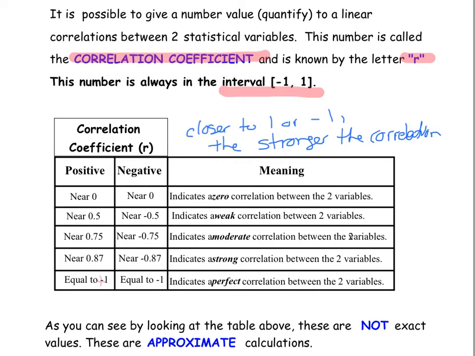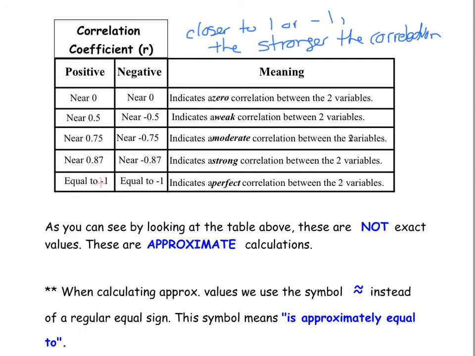Now these values that you're calculating are approximate values. That means they're not exact values. The reason is there's a little bit of estimating that you're doing when you're calculating, and you'll see when I show you how to calculate it. So they're not exact values, they're approximate values. And since they're approximate, we don't represent it with an equal sign, we represent it with this approximate sign, which is like a squiggly equal sign. Whenever you see this symbol, it means approximately equal to.